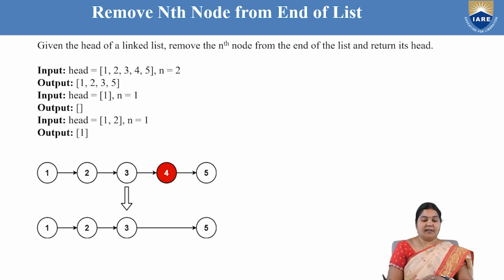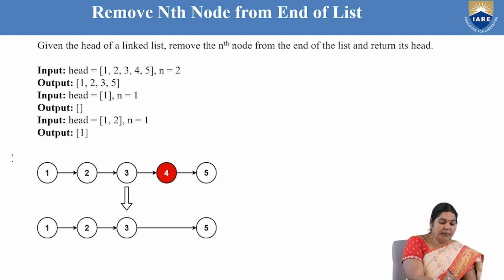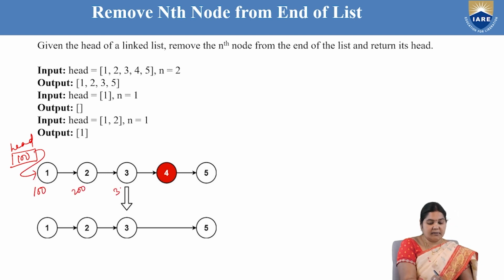Given the head of the linked list, remove the nth node from the end of the list and return its head. Now, if you consider this is the head of the linked list, head is always containing the address of the first node. Suppose this is 100, this is 200, this is 300, this is 400 and this is 500. Okay, head contains 1, 2, 3, 4, 5, means there are 5 nodes. Head is pointing to the first node.